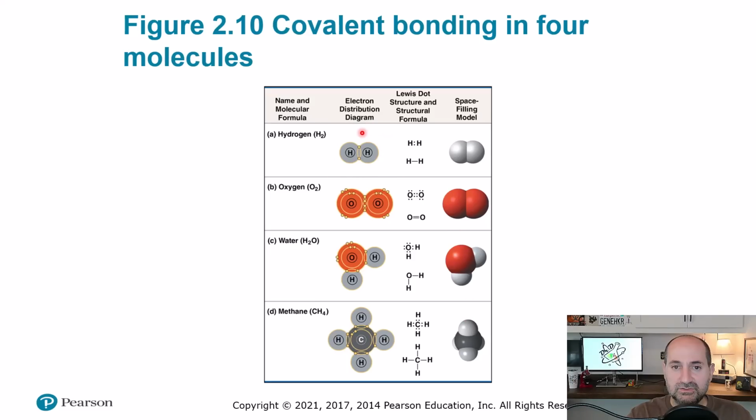This here is known as the electron distribution diagram. When you see molecules drawn this way, this one here is the Lewis dot structure. This one is called the structural formula. And lastly, this is the space filling model. It shows you how much space those atoms take up as part of the molecule.